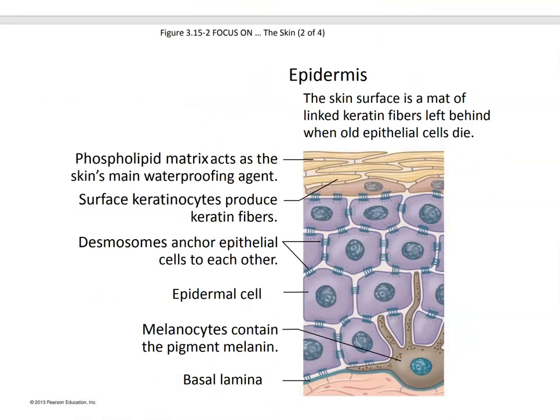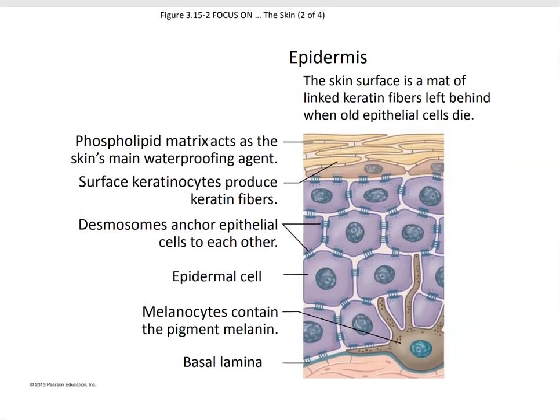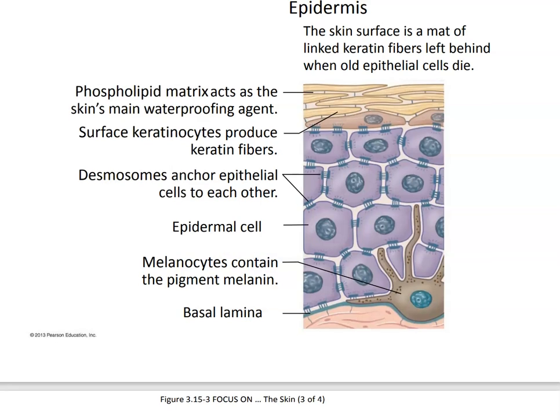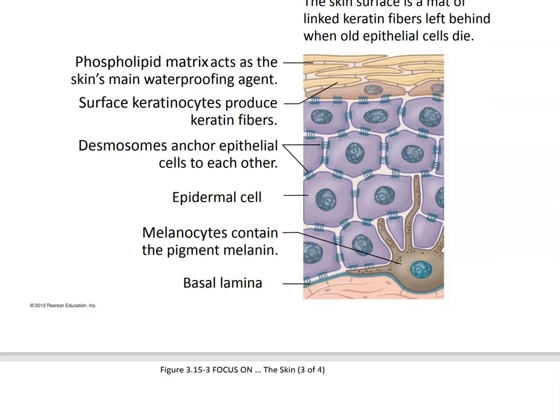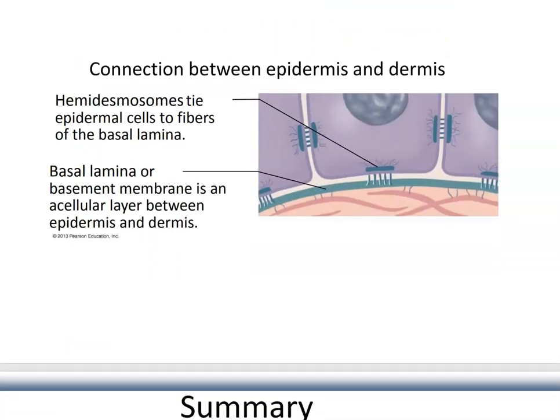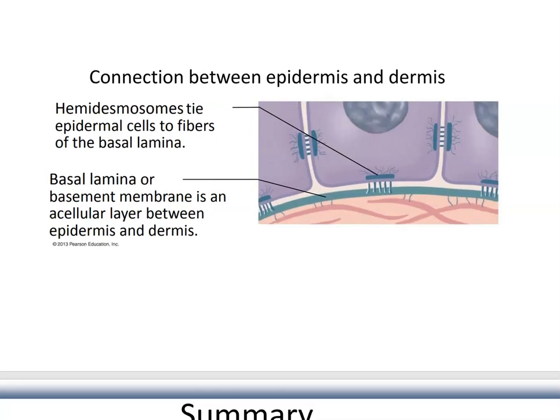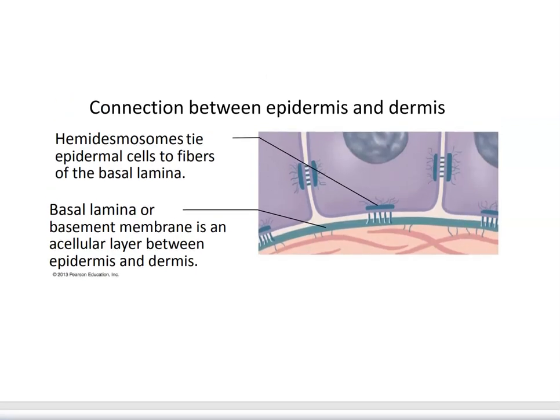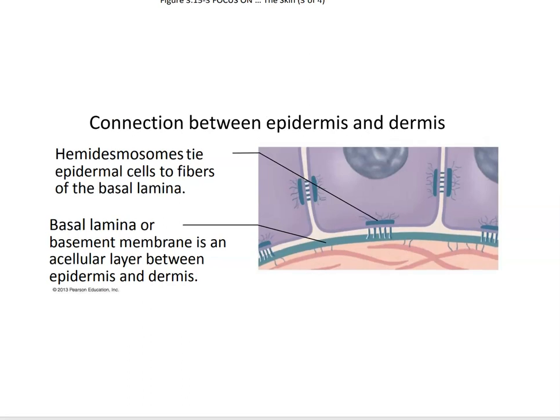Here is another look at the epidermis. You have a variety of cells in here, and you can see how they're connected to one another. And here, the connection between epidermis and dermis. You have this basal lamina, and it's kind of an important thing. We always have the separation between epithelium and connective tissue, and that's this basal lamina. That's this layer right here.